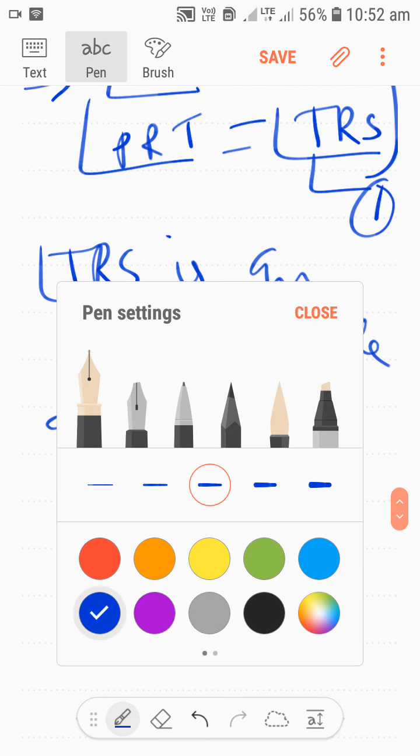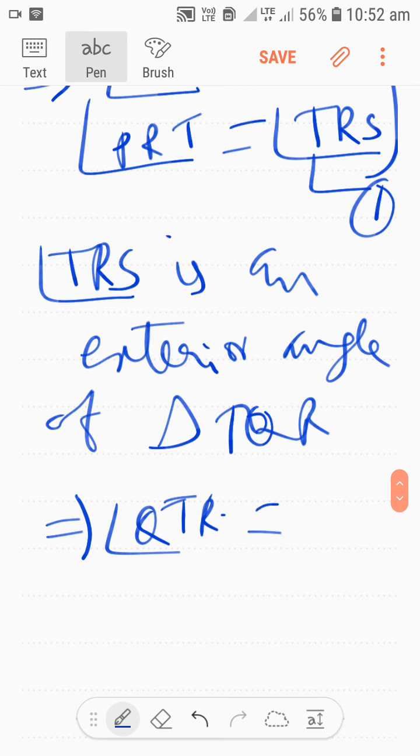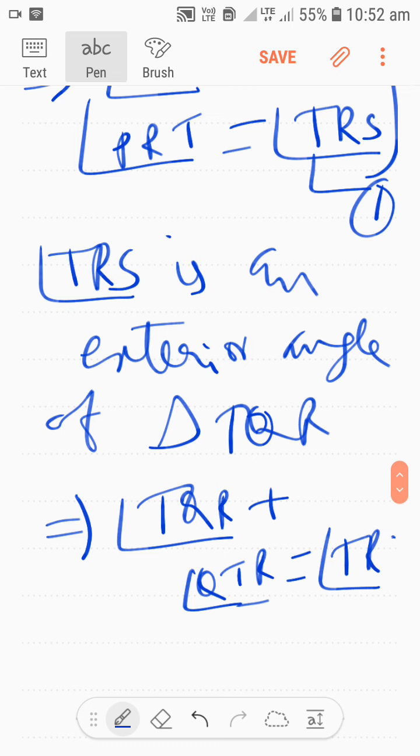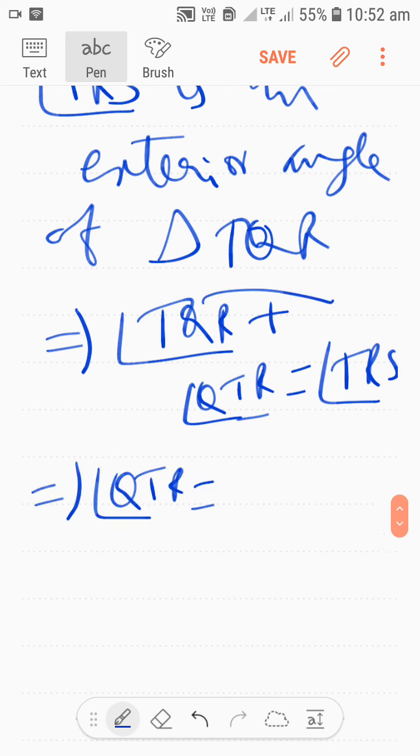So this exterior angle is equal to sum of its interior opposite angles. The sum of its interior opposite angles is angle TQR and angle QTR. If you add these two angles, you get TRS. Now from this, angle QTR, take this to the right hand side. So it becomes minus.